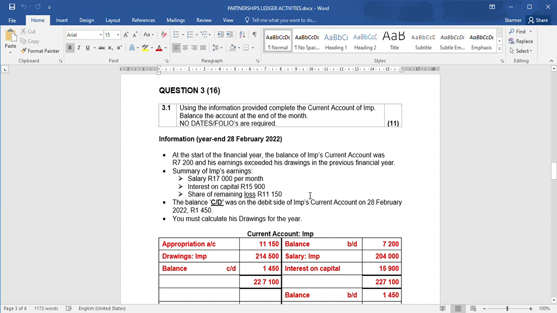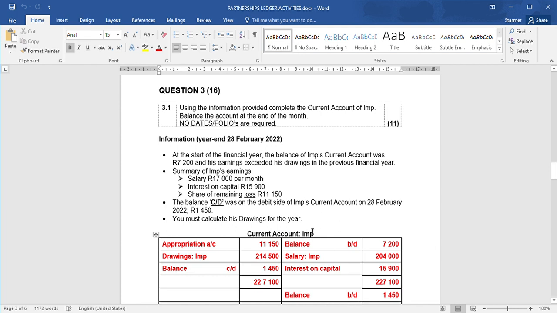Then there was a share of a remaining loss. If there was a remaining loss, this must go on the minus side of his current account, as it decreases what he's entitled to. That came from the appropriation account, and the amount they gave you was 11,150. They then tell you that the balance carried down was on the debit side of his current account. So this final balance would be on the credit side, and then debit side, and then get brought down to the credit side.